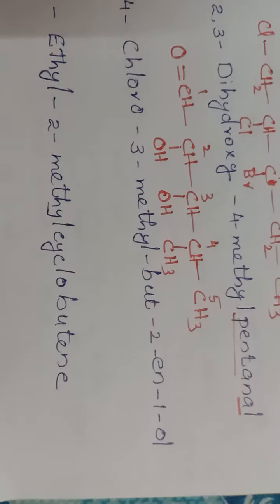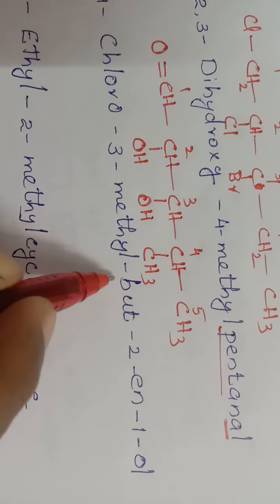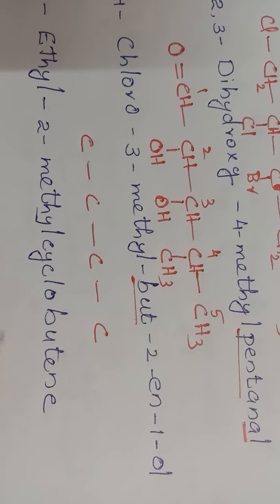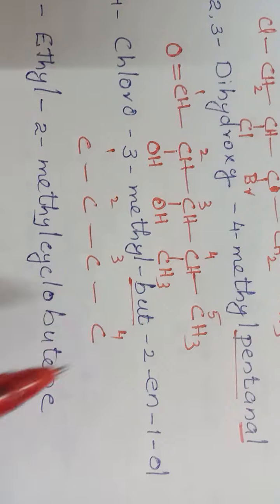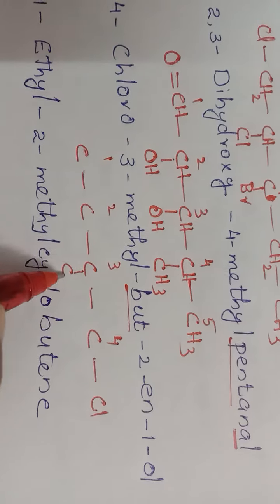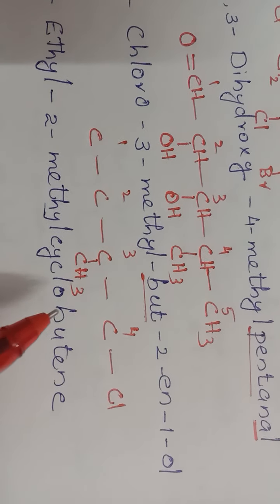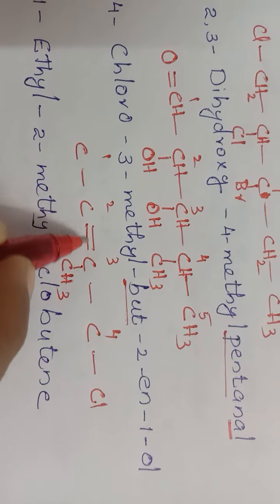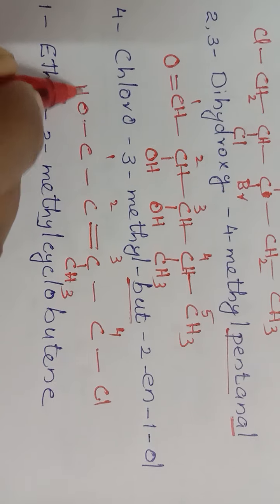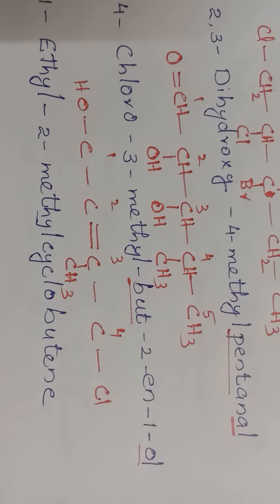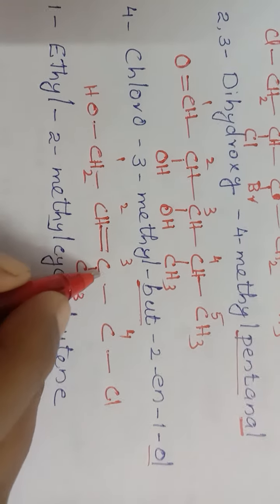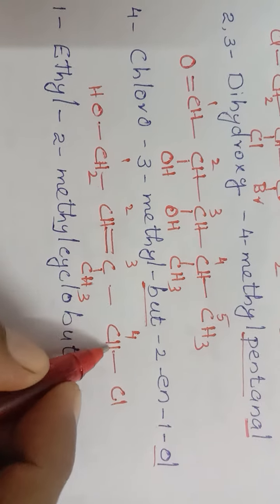Now 4-chloro-3-methyl but-2-en-1-ol. Find out the word root, but. 4 carbon atoms. 1, 2, 3, 4. Number the carbons 1, 2, 3, 4. 4-chloro. Fourth carbon atom contains a chlorine atom. 3-methyl. Third carbon atom there is a methyl group. But-2-ene means second carbon atom is doubly bonded. Second and third double bonded. 1-ol. First carbon atom contains an OH group. Ol means OH group on carbon number 1. Now CH2, CH double bond C. Here no hydrogen needed. Already 4 valence is filled. CH2Cl.